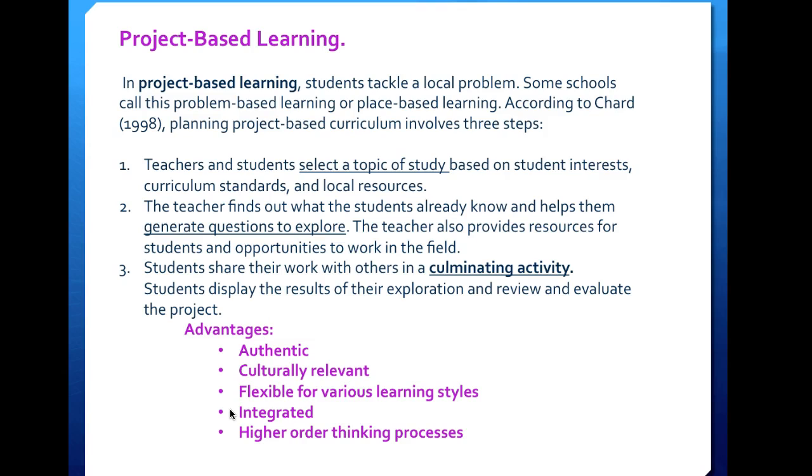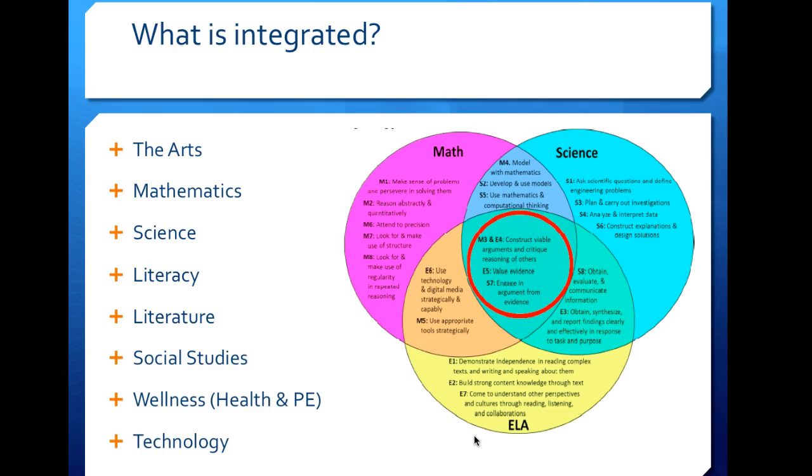If you think of that little graphic we had before, it is authentic. That means it is relevant to real world or student-centered content. Culturally relevant, flexible for learning styles. This is the differentiated piece. Integrated, it flows together, but it covers a variety of content areas. And you're using your higher order thinking processes to work through this material and learn it, you as in your students. Multidisciplinary and integrated are not synonymous, but they do go together.